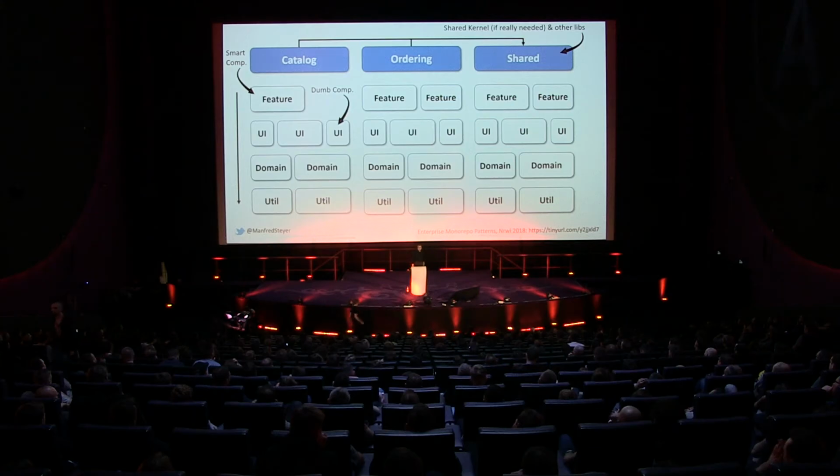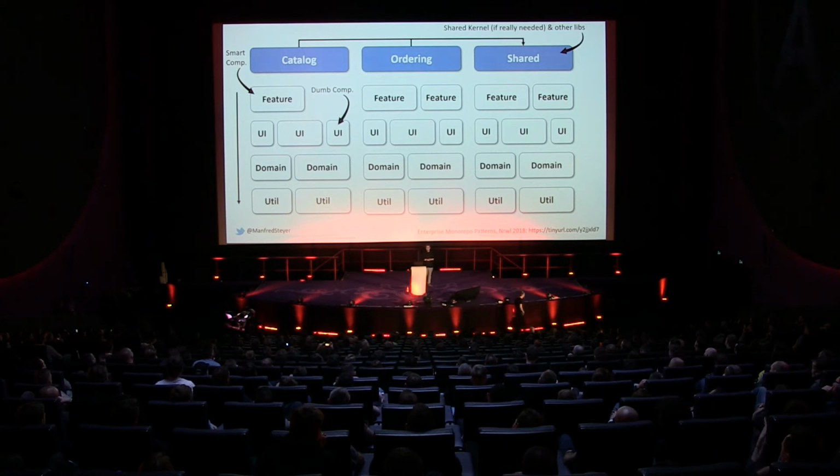Another rule would be to restrict the domain access. One domain is only allowed to talk with itself and with the shared part. So in this case, catalog can only talk with catalog and with shared, and ordering can only talk with ordering and, of course, with shared. One more time, this prevents intermingling.